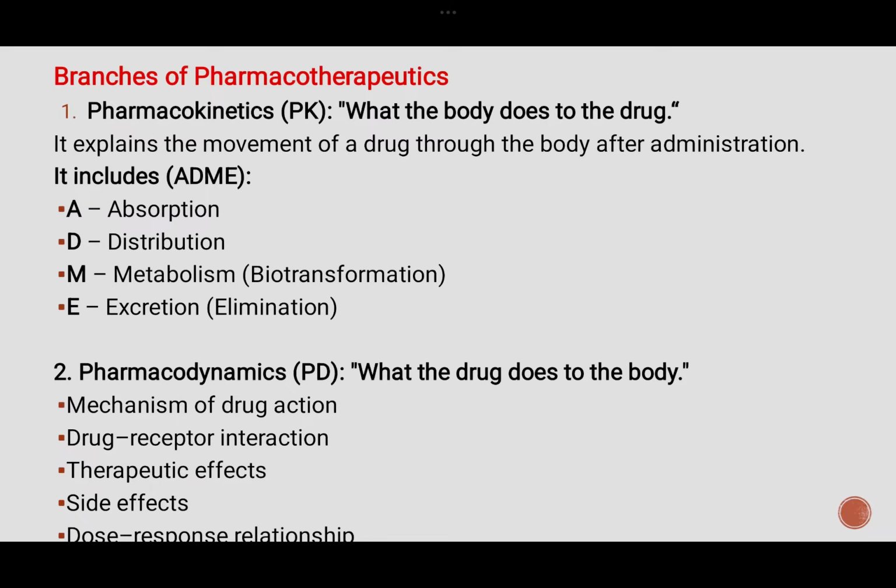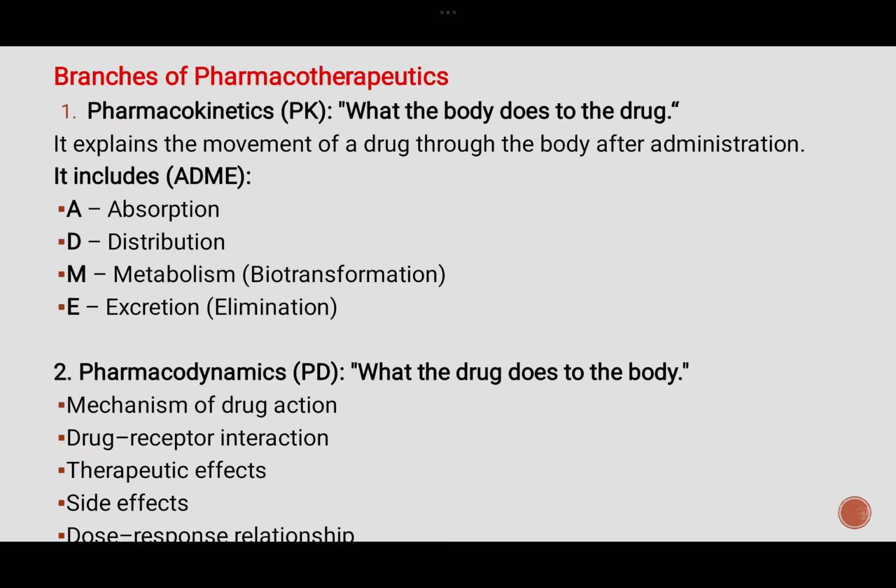That means once a medicine enters our body, the body starts acting on that medicine. The body absorbs it, distributes it, changes it into another form and finally removes it from the body. This entire journey of the medicine inside the body is called pharmacokinetics. We can easily remember pharmacokinetics by using the word ADME. What is ADME? ADME means A is absorption, D is distribution, M is metabolism, E is excretion.